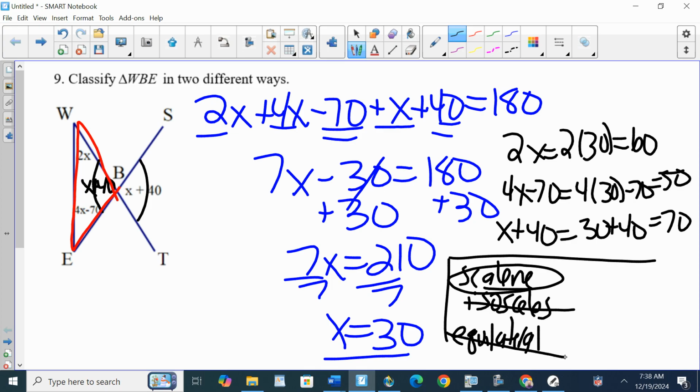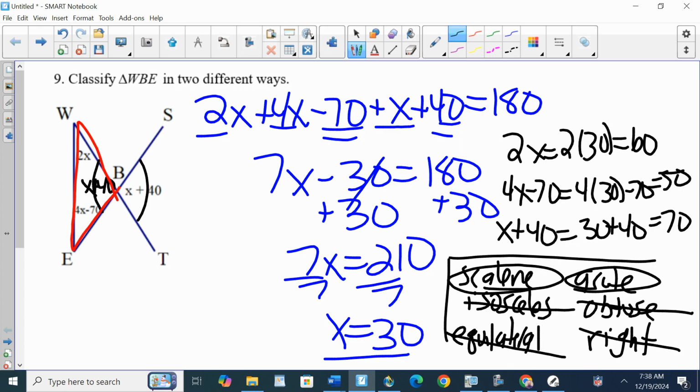And then we have acute, obtuse, right. Acute, all the angles are less than 90. Yup. Obtuse, one must be more than 90. Nope. Right, one must be exactly 90. Nope. Scalene and obtuse.